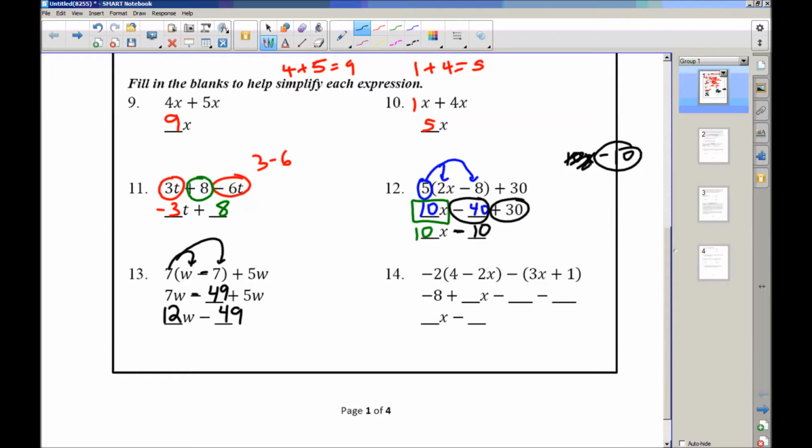Okay. Number 14, I have negative 2 times 4, which is negative 8, and negative 2 times negative 2, which is positive 4. And then I have to distribute this negative. This can be a little tricky sometimes.